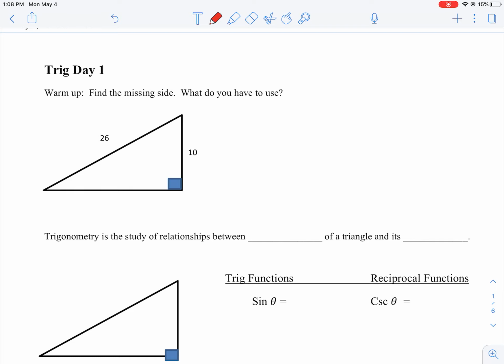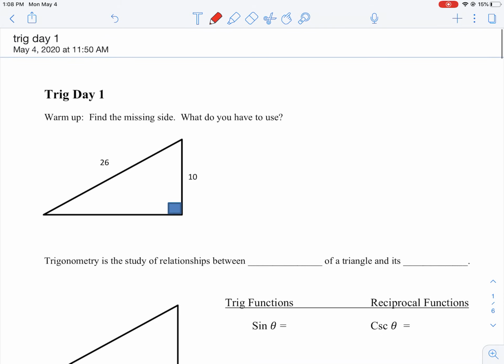But that being said, I still want to go through some of those parts because it's going to be important to your guys' project. So, warm up. Find the missing side. What do you have to use?